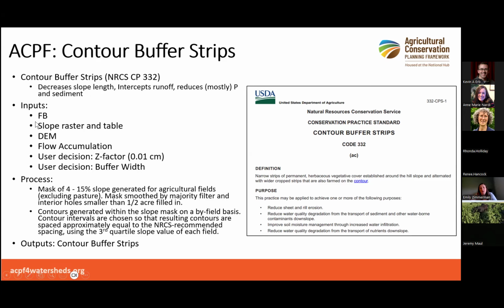The data inputs for the contour buffer strips: we need field boundaries, the slope raster in the table, the digital elevation model, and the flow accumulation raster. The reason why I want to highlight this as a technical detail is because you'll see that there are two data inputs coming from that DEM preparation and that terrain analysis. So again, those steps are incredibly important in order to get quality data out about where practice placement is occurring. You'll also see that field characterization is showing up with respect to that slope raster and that slope table. So again, all these steps build on each other, and the integrity of each also builds.